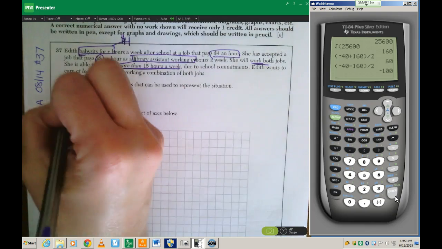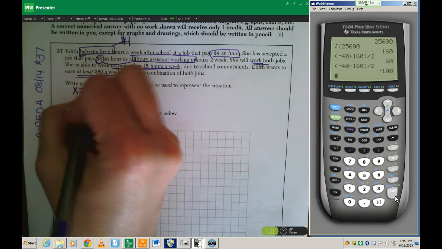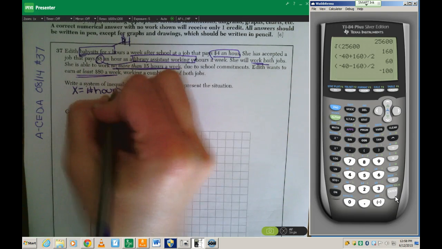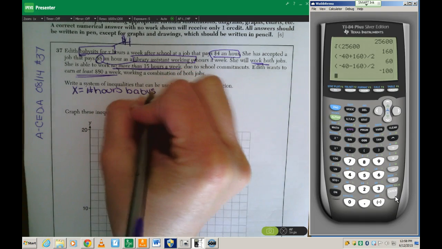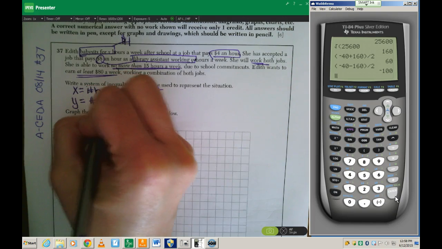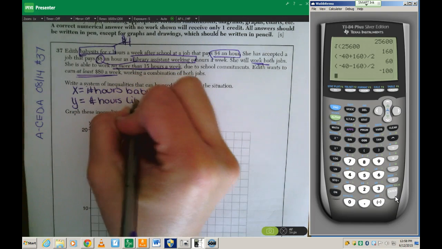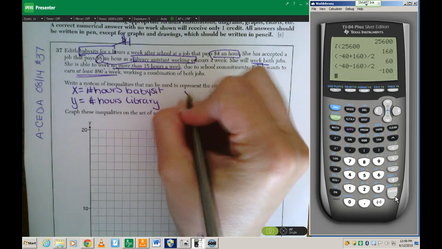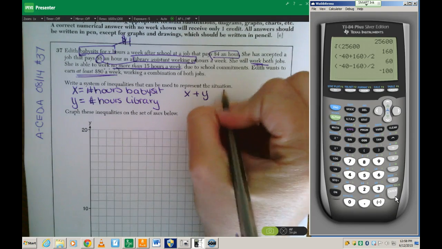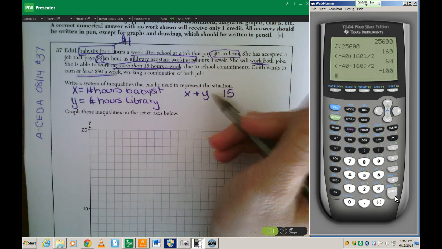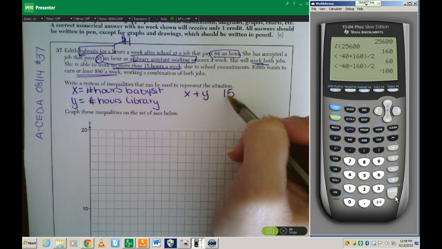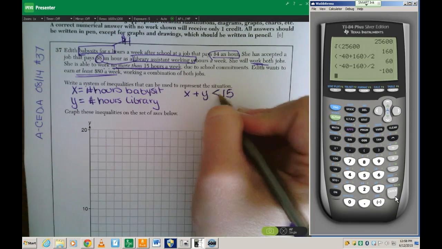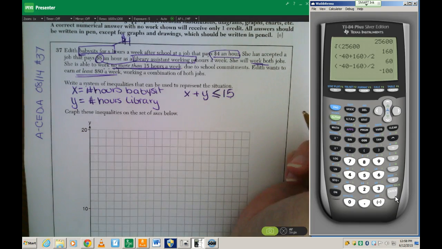So we have let X equal her number of hours babysitting. We're going to have Y equals the number of hours at the library. So if she can work no more than 15, we know that X plus Y has to be something with 15. So is it going to be greater than or equal to or less than? Well, if she can work no more, that means 15 is the most, so it's going to get the bigger sign, and we'll have the line.